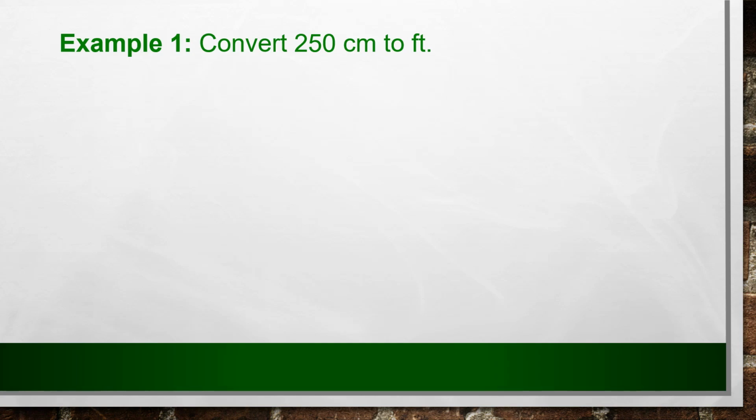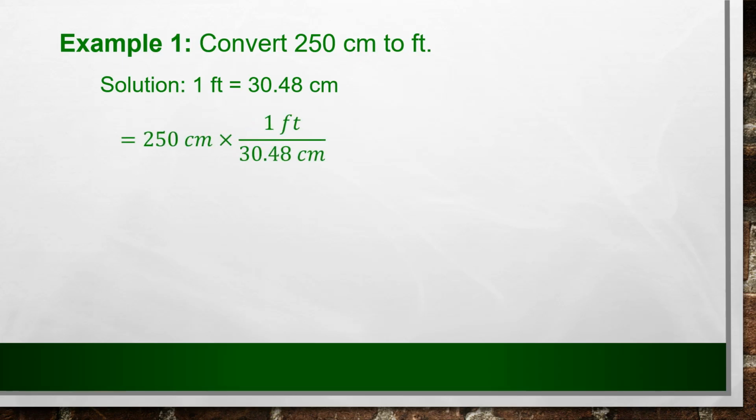Okay, so in this video, I'm gonna show you examples on how to convert metric units to US customary units. So let's start with this one. This is about length. We have 250 centimeters to be converted into feet. So we need to know that 1 foot is equivalent to 30.48 centimeters, which means we will just divide the two. Okay, so this is how we set it up.